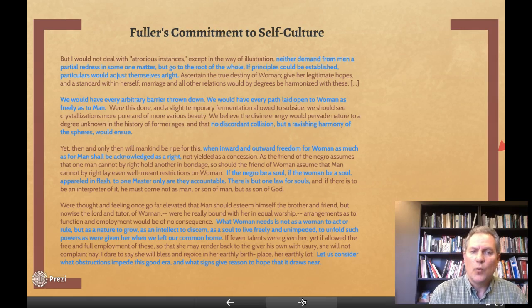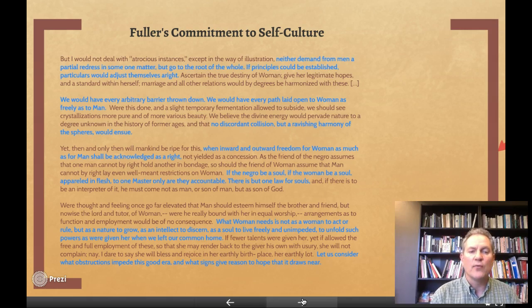I would not deal with atrocious instances except in the way of illustration, neither demand from men a partial redress in some one matter, but go to the root of the whole. If principles could be established, particulars would adjust themselves aright. Ascertain the true destiny of woman, give her legitimate hopes and a standard within herself. Marriage and all other relations would by degrees be harmonized with these.